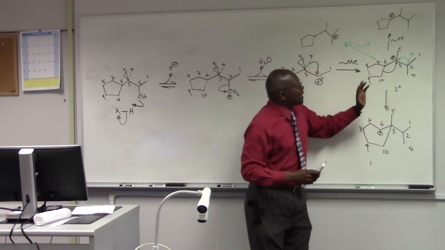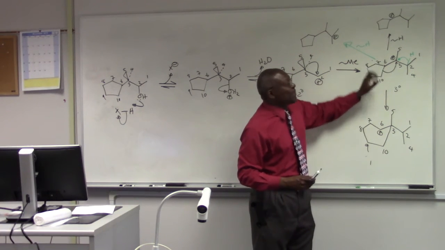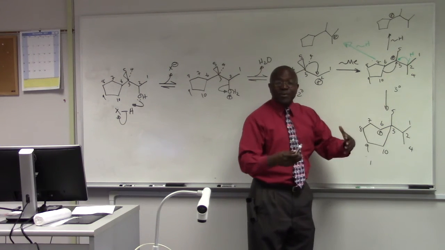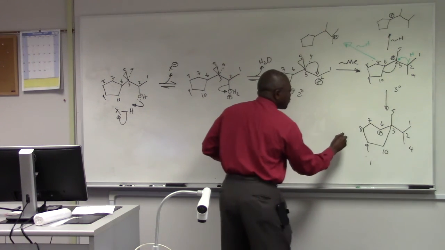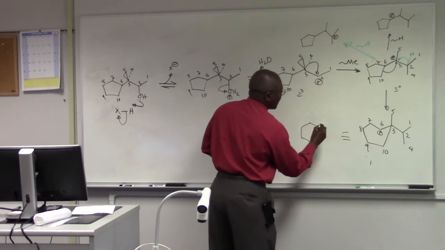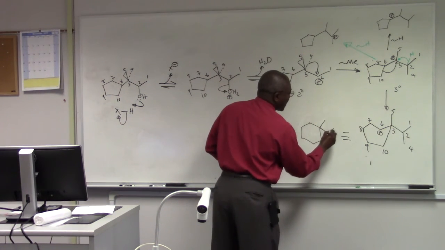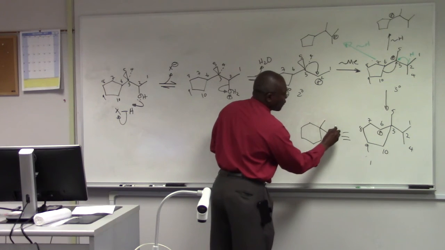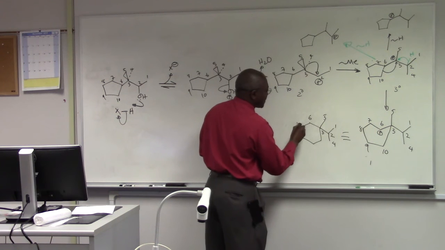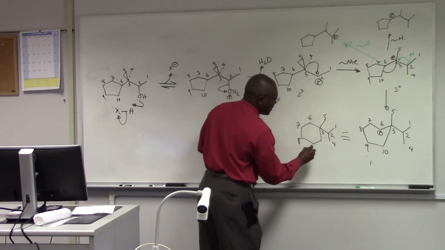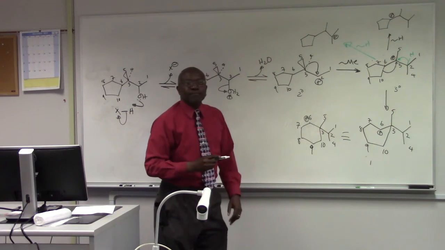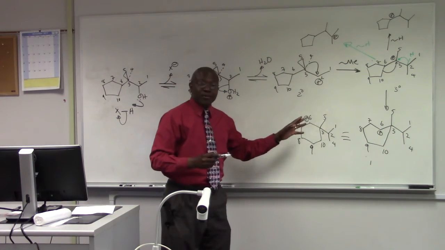Well, what I've also done is I've gone from a 5-membered ring, and I've now incorporated carbon 3, which means it's a 6-membered ring. So I can redraw that species like this. It's carbon 1, 2, 4, 3, 5, 6, 7, 8, 9, and 10. And 6 has a positive charge. Now that's a secondary carbocation.